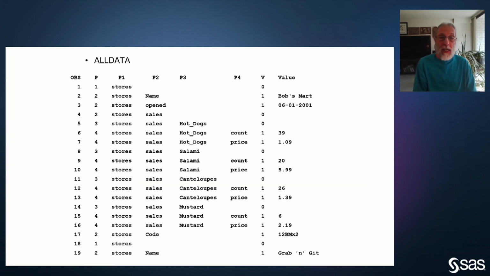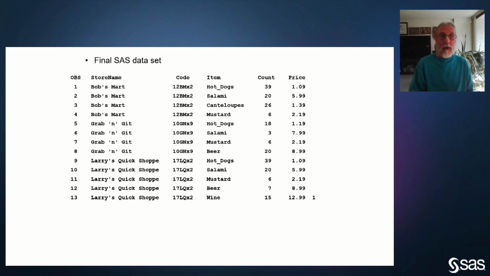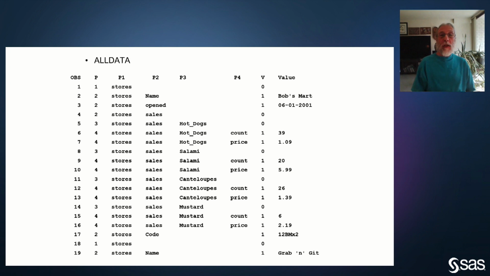Here is the all data data set, the first 19 records of it that is used in this last example. And what SAS generated from this example was the following data set. And what you can see is that it captures all the values, but that there is a column called item that has the type of food. And if we go back to the all data data set, you can see that the values of item are taken from the P3 variable, P3 column of all data.